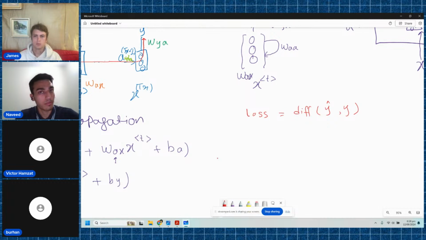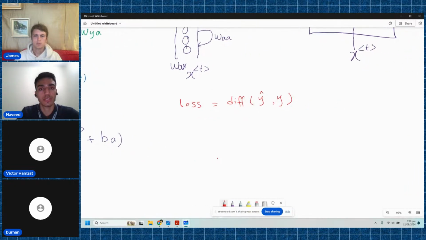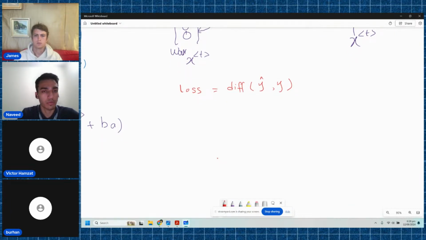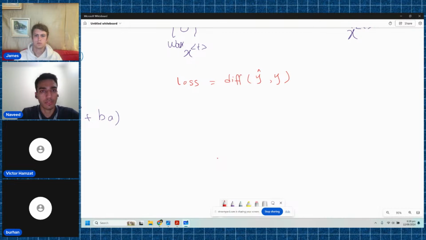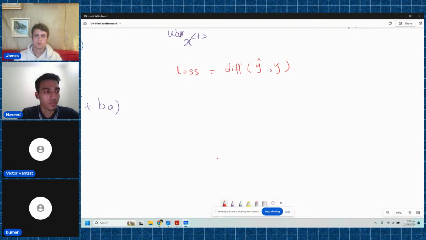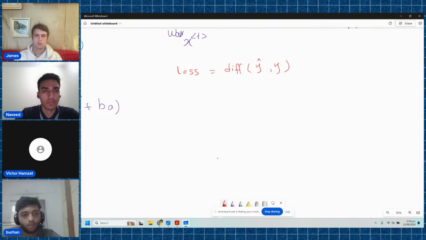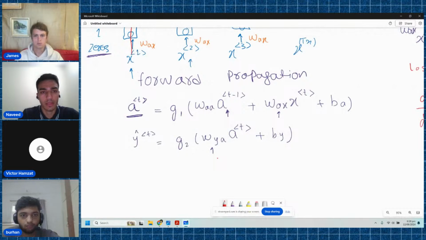Usually for forecasting, you use the same loss function as you use for regressions, which is mean squared error, or you can also use MAE, mean absolute error. But that's just a typical loss function that we've been using so far. And let's say I'm interested in finding the derivative of the loss function with respect to this WAA, which is the parameters associated with the feedback connection or the hidden state.